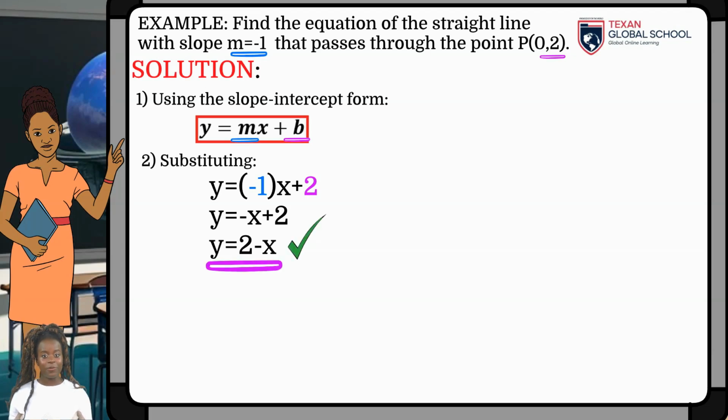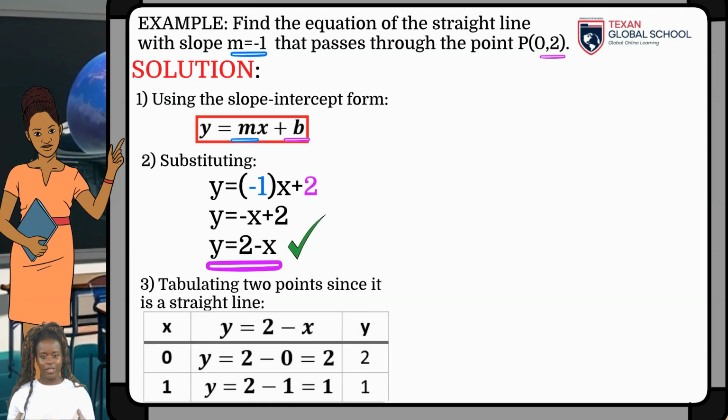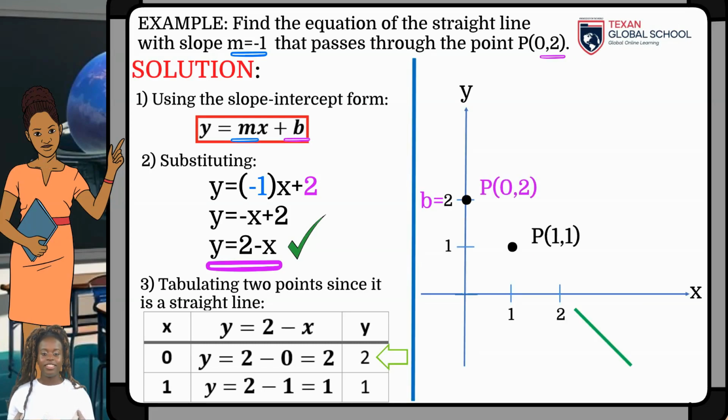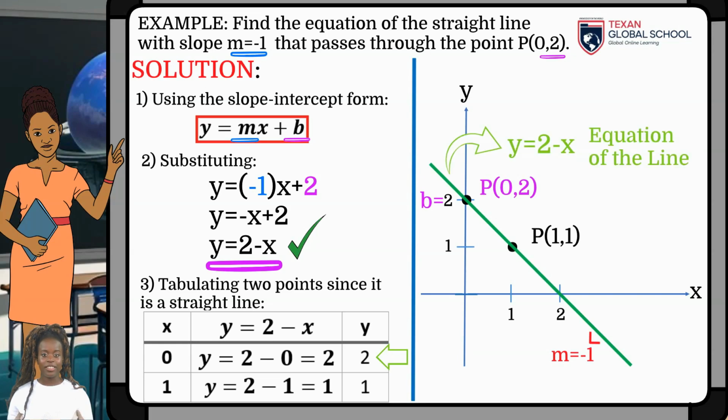To graph, tabulate 2 points, since it is the minimum to obtain a straight line. Since we already have the first point, whose coordinate is (0, 2), let us find the second point. Propose that if x is equal to 1, by substituting and developing, results that y is equal to 1 as well. We then graph to see the behavior of the equation given the specified conditions.